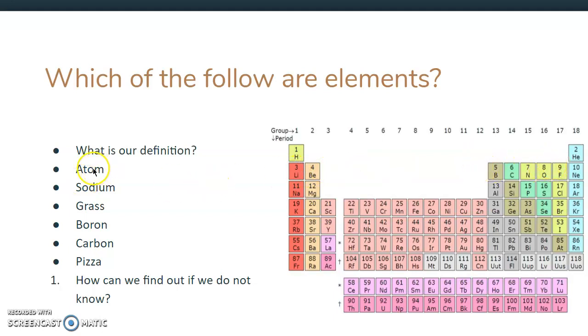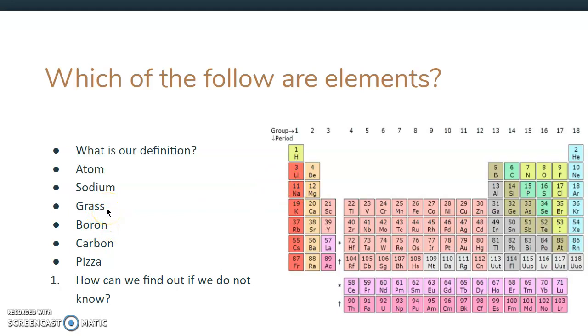So let's start with our examples. So we have an atom. An atom is not an element. Actually, elements are made of atoms. So we also don't see it anywhere on the periodic table. Sodium. Sodium has an abbreviation for Na. So Na, we can look and find that it's number 11 here. So sodium is an element.